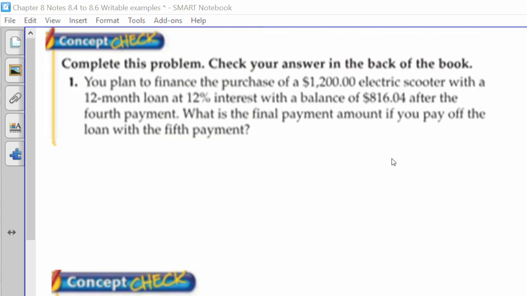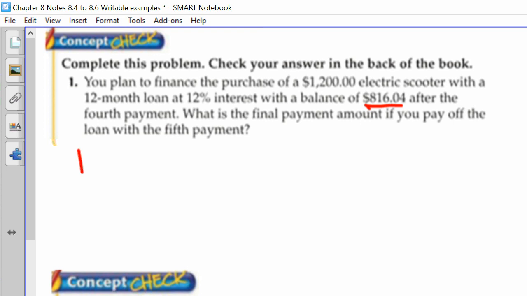All right, so let's look at this problem together. We have an electric scooter for 12 months at 12%. After the fourth payment, we have a balance of $816.04. We want to know what the final payment is going to be if we pay it off on the fifth payment.